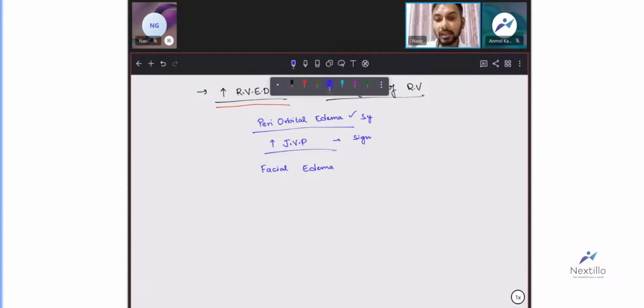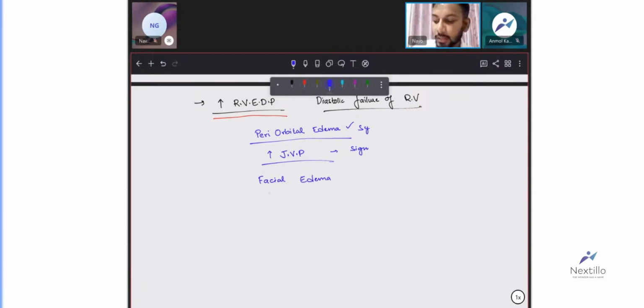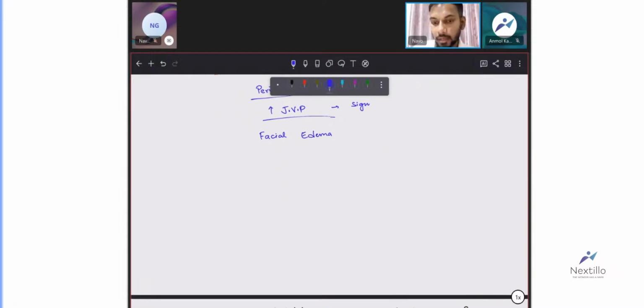Yes, IVC is draining the blood from lower parts of the body. So what are they? They are draining blood from abdomen. So if the blood is being pulled back into the abdomen, it will cause what? In the abdomen, it will cause ascites. Yes. If the blood is being pulled back into the liver, what will it cause? Congestive hepatomegaly. If the blood is being pulled back into spleen, what will it cause? Congestive splenomegaly.